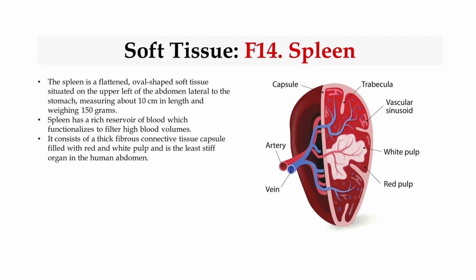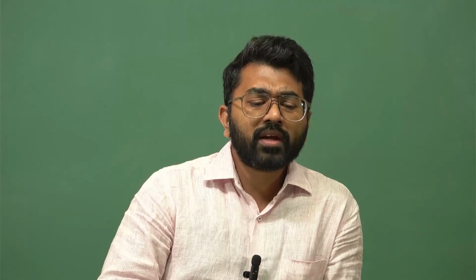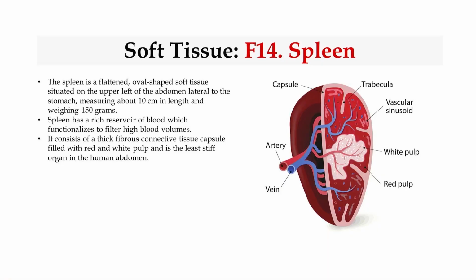The next one is a very unknown kind of organ, not very widely studied, which is known as the spleen. The spleen is a flattened, oval shaped soft tissue situated on the upper left of the abdomen, lateral to the stomach, right? This measures about 10 centimeters in length, and weighs 150 grams. So not a huge organ, but 10 centimeters is still quite a bit, right? It's not very small.